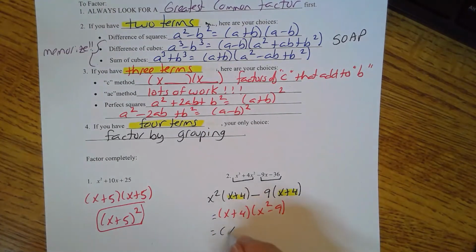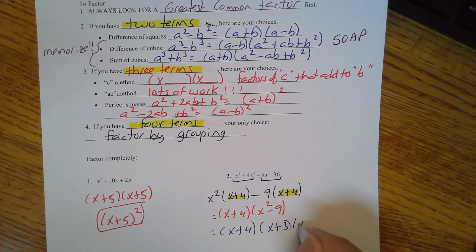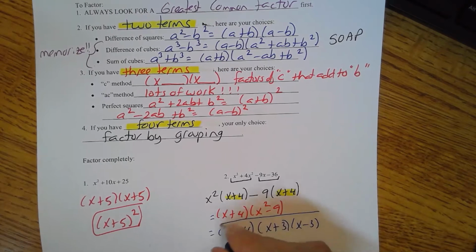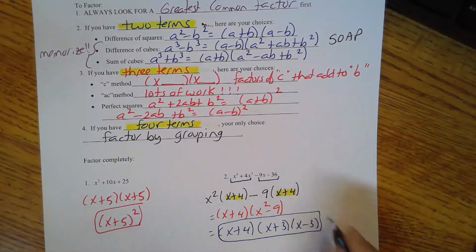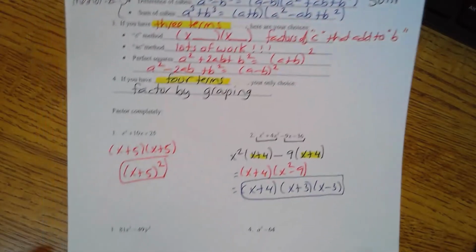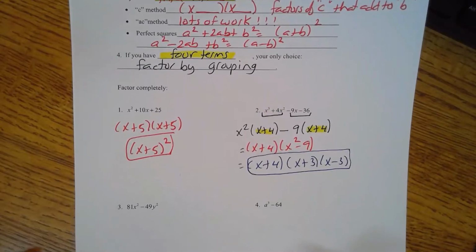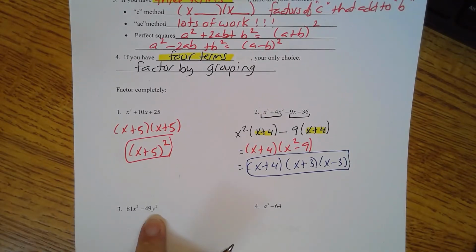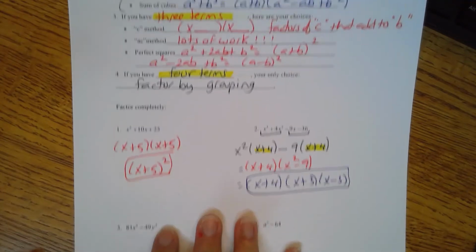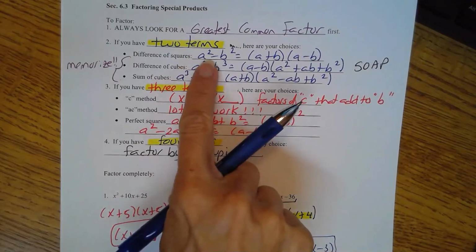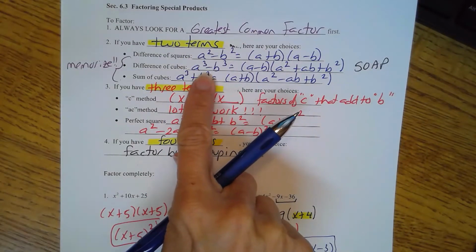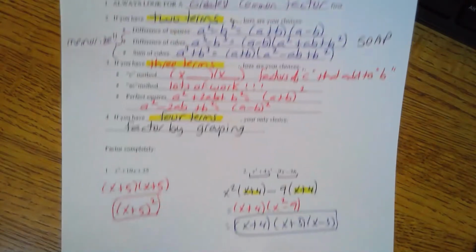So we end up with x plus 4 still, and this factors into x plus 3, x minus 3. So you can have a lot more different types of factoring going on in section 6.3. So on number 3, we have no GCF, so we look to see how many terms we have, and we have two terms. So if we have two terms, it's either difference of squares or difference of cubes since it's a minus sign, and it's just a difference of squares.